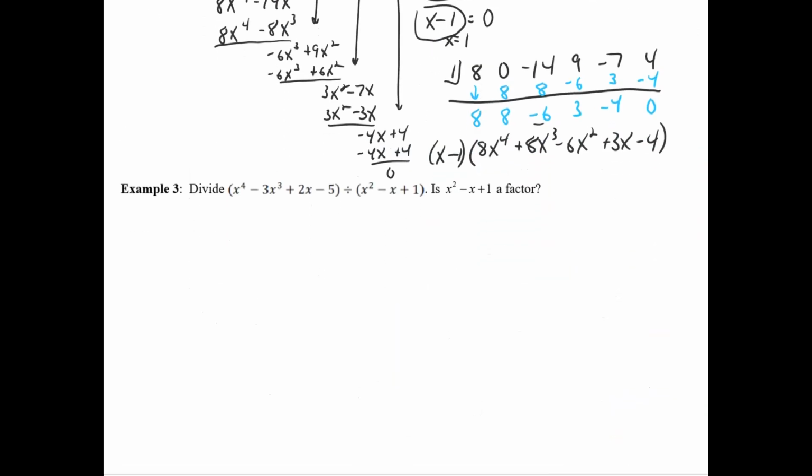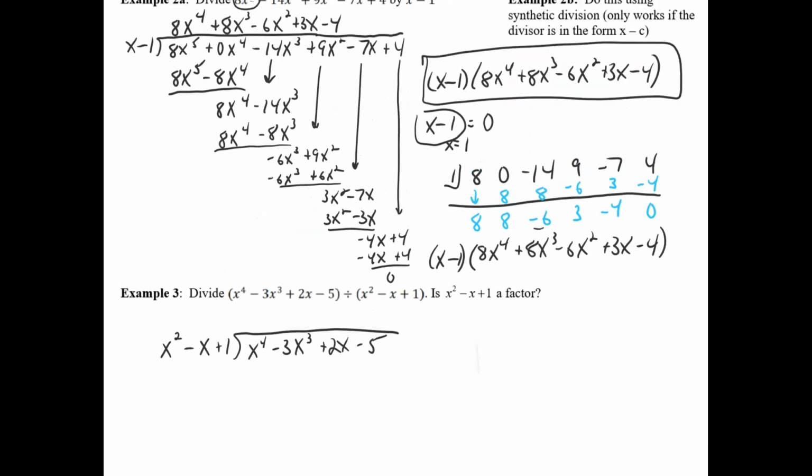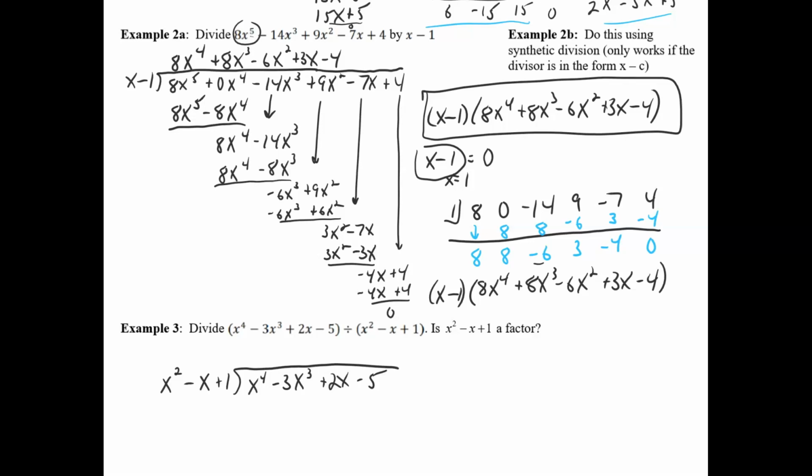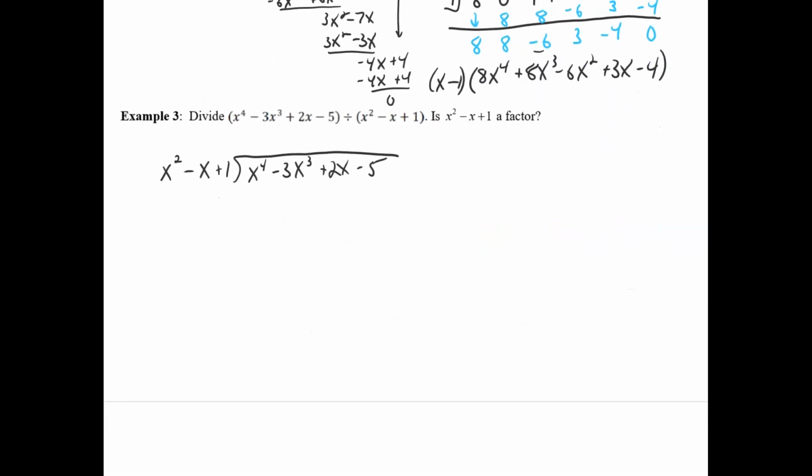Okay, let's look at the last example, and let's just go ahead and set this up and see if x squared minus x plus 1 is a factor. Okay, so this divisor is definitely not in the form x minus c. So in this case, we really have no option except for long division. But the process works the same even though this is a trinomial. So we start out by asking, what do I multiply x squared by to get x to the 4th? And that is x squared.